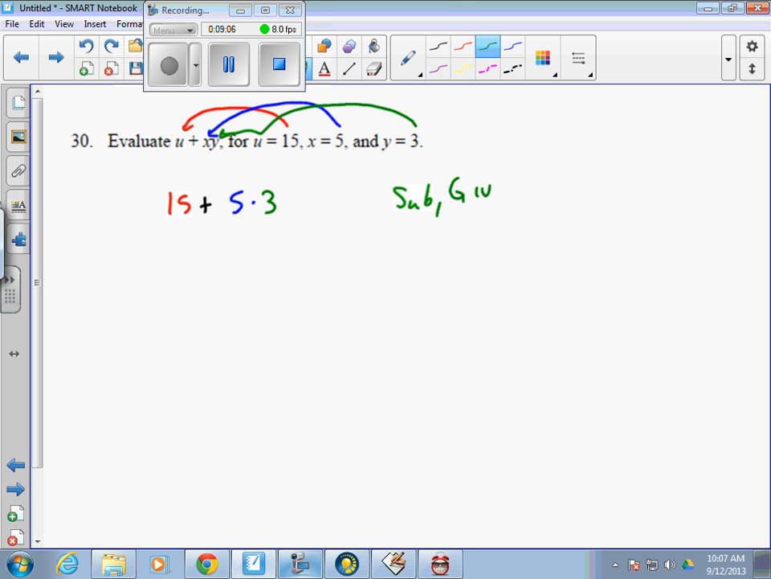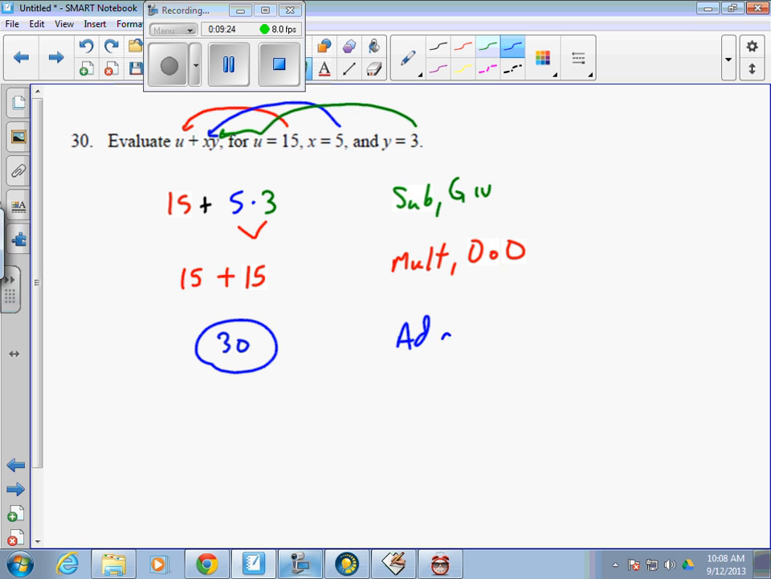Order of operations says we have to do multiplication before addition. So 5 times 3 is 15. That's still being added to this 15. All that is multiplication. We do that first because of order of operations. Then finish it up. 15 plus 15 is 30. And that is just adding at the end because of order of operations.